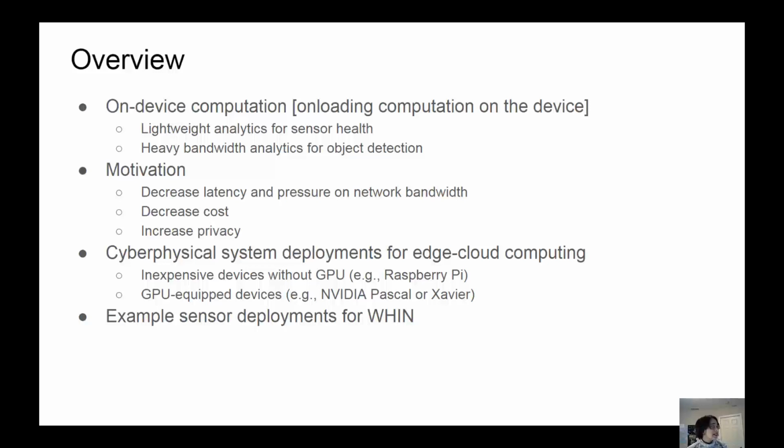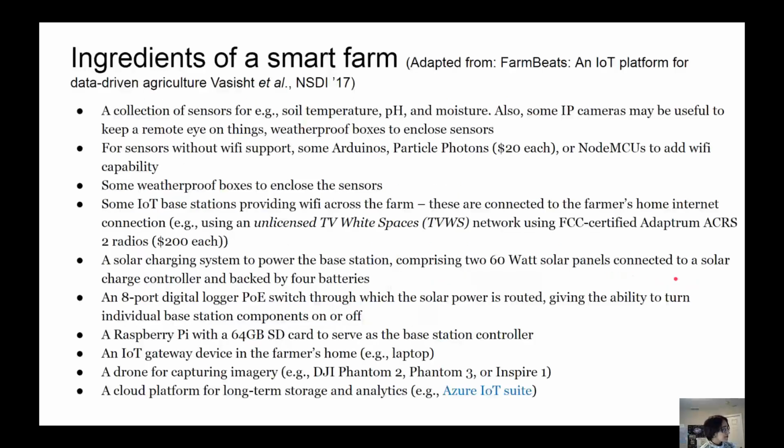I will also show you some test deployments of a cyber physical system consisting of sensors for moisture and for temperature connected to the edge device, which is a Raspberry Pi. The specific algorithm that we are using is anomaly detection. And then we are also using an object detection algorithm using an NVIDIA Jetson. And I will show you some sensor deployments that have been done via the WHIN project, which is the Wabash Heartland Innovation Network project.